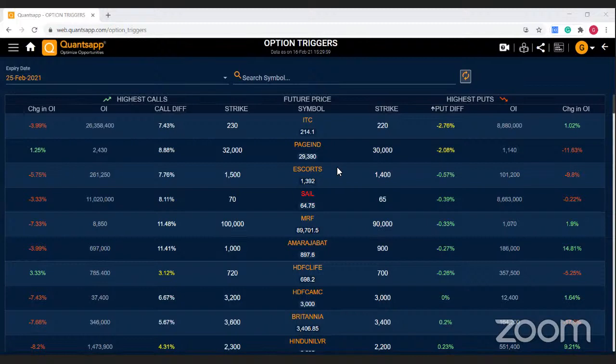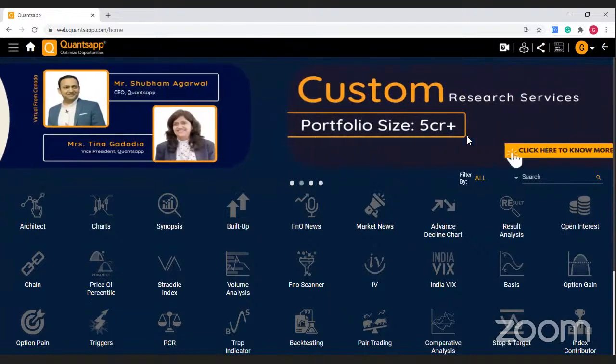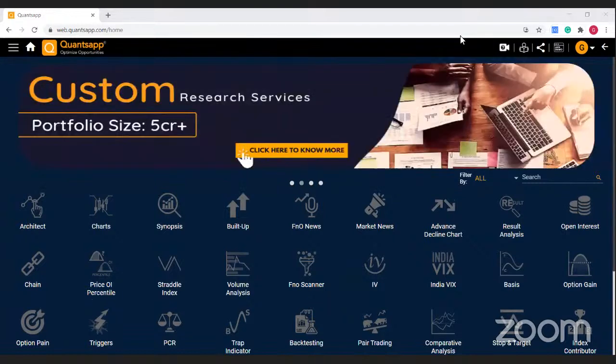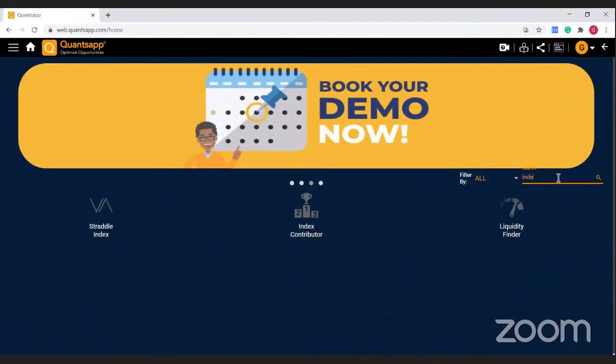Okay, so we are going good till now, and I hope you have understood this. Now we're going to move to the next tool that we are taking for the demonstration. So we're going back to the home section, index contributor.